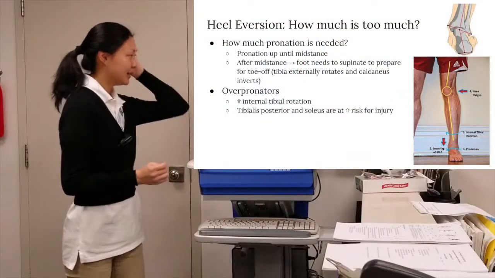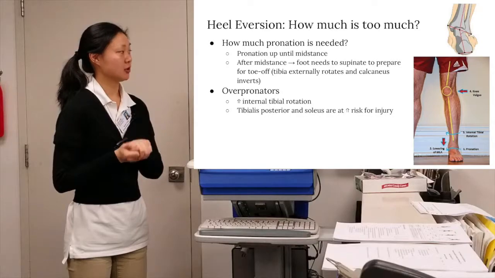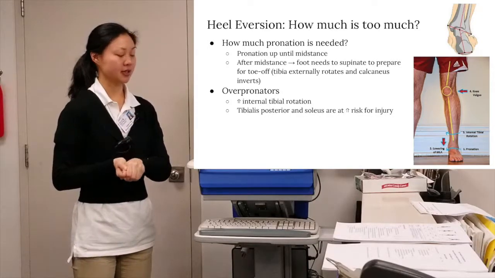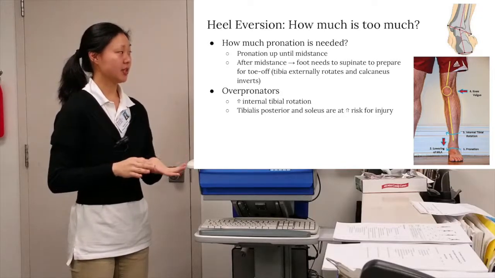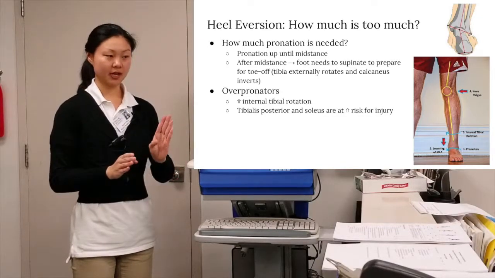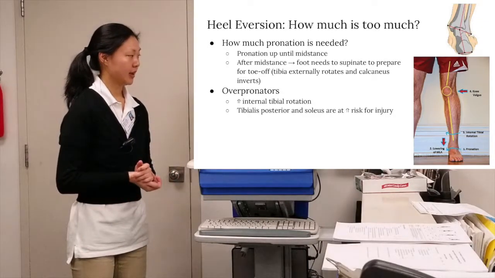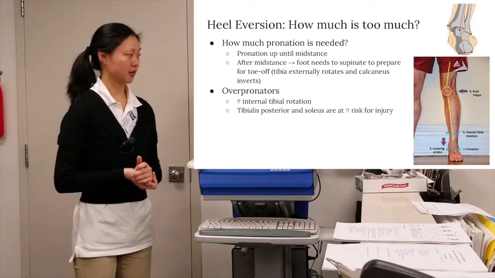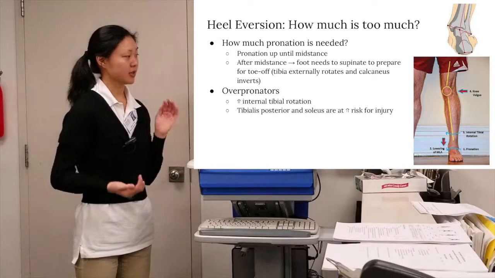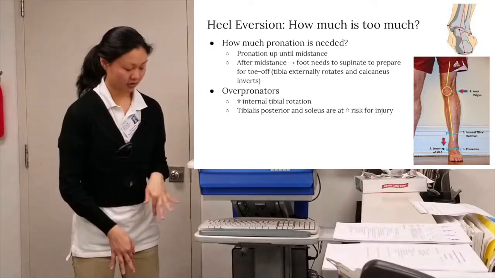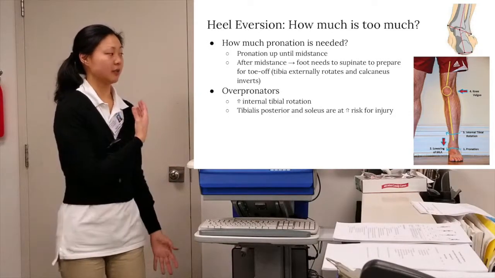Okay. And then heel eversion. This is important for absorbing shock, so how much pronation is needed. When you are landing on your foot, you want pronation up until mid-stance, but after that you need your foot to supinate to prepare for toe-off. Runners who are overpronators, overpronating past mid-stance, actually had increased tibial internal rotation, which could lead to knee valgus, hip adduction, just everything up the chain.